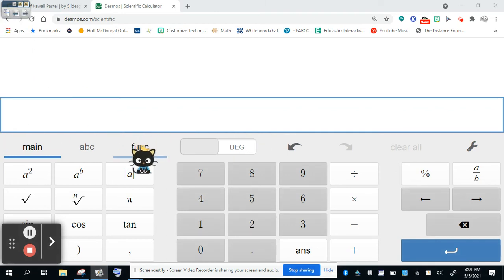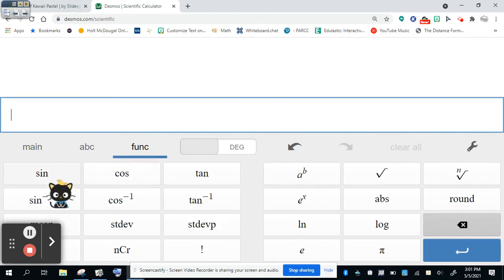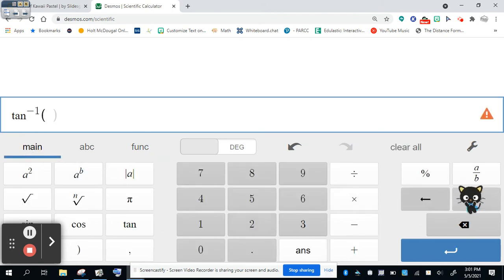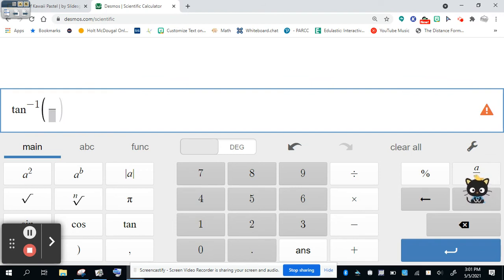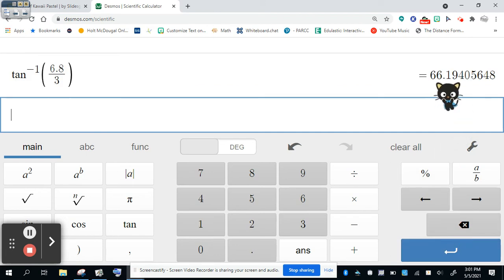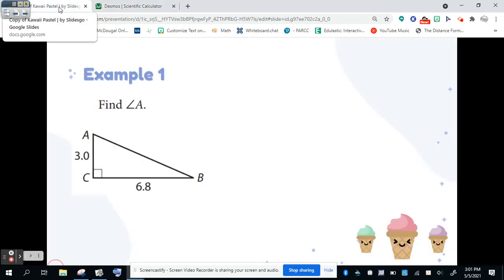All right, so it is function. Notice in function you have sine, cosine, tangent, but I don't want regular tangent. I want tan inverse. Then you can hit main, and the fraction bar is over here. You're going to hit 6.8. Your denominator is going to be a 3. Then you just click out of there to make a parenthesis, and you can see that it's 66.19, so about 66.2, but I'm just going to call it 66 degrees.